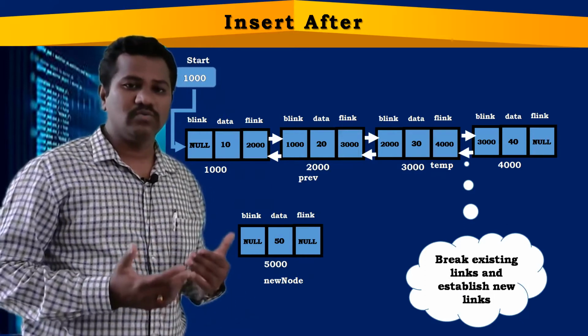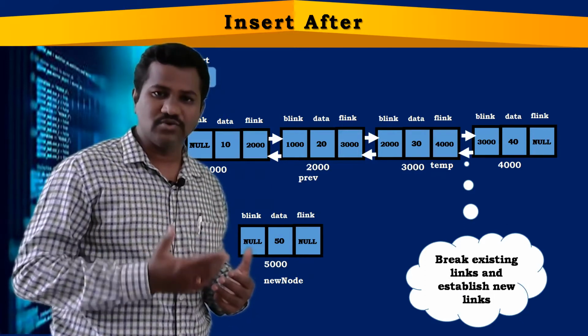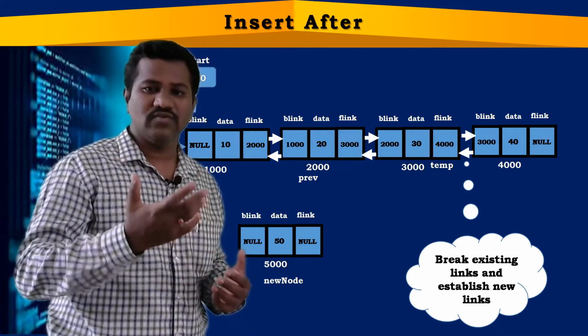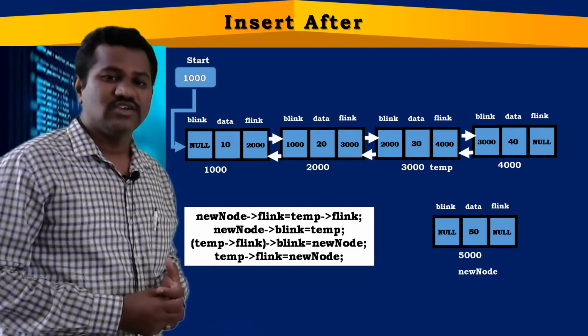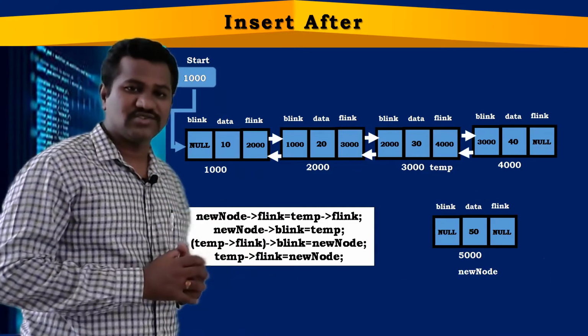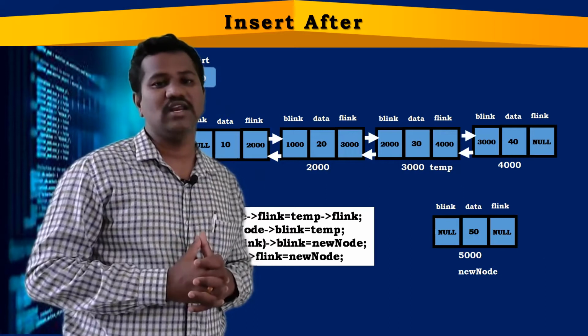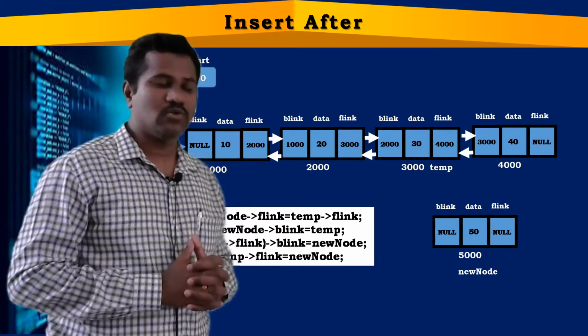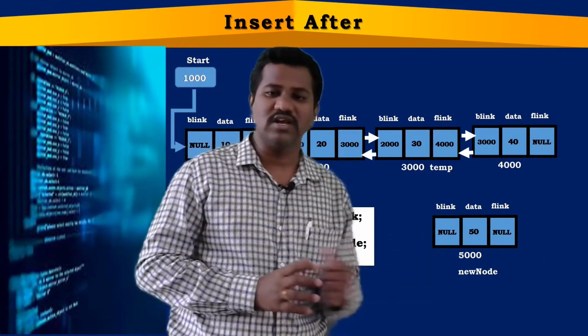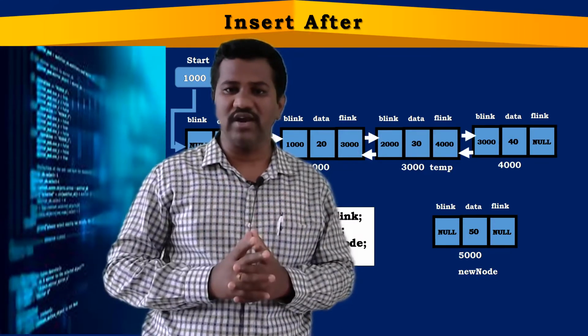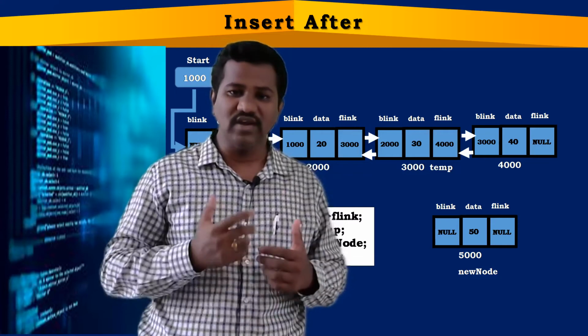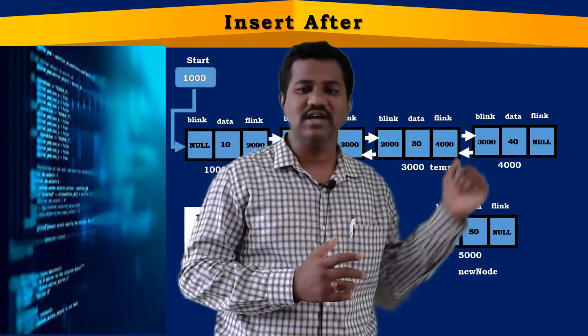In order to place this newly created node, that is the new node, after the 3000 node, we need to go with some instructions. But before going to these instructions, if you want to insert any node before or after, first and foremost, this is the new node that we are creating, and this new node's forward link and backward link you need to fill first. After filling that, only then are you in a position to break the existing links.